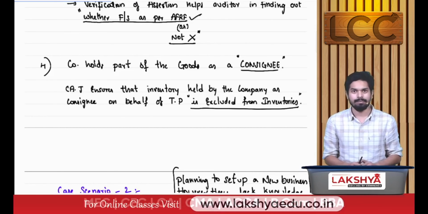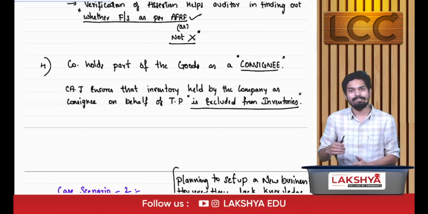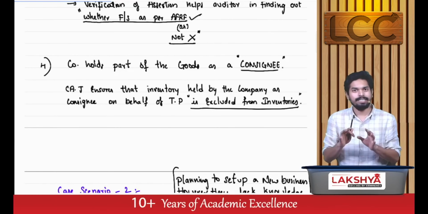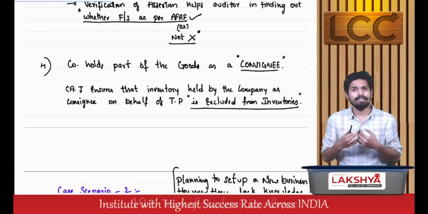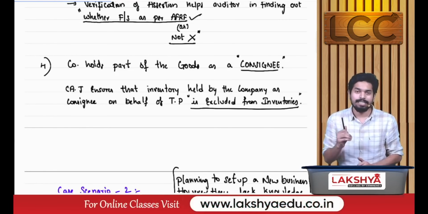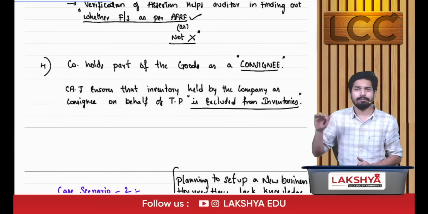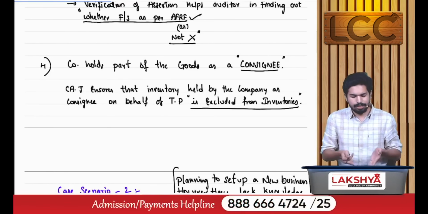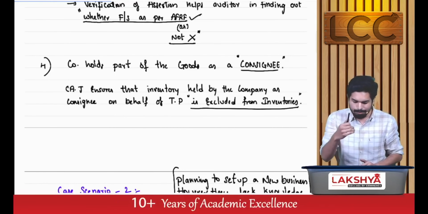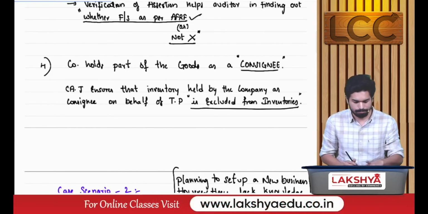Rights and obligations. Nothing but whether the entity has ownership over the inventory which it has shown in the balance sheet. Whatever inventory the entity has shown in the balance sheet, whether the entity has the right over it or not. Nothing but the inventory which the entity is holding as a consignee should have been excluded from the inventories, yes or no? So here CAJ is ensuring that the inventory held by the company as a consignee on behalf of third parties has been excluded from the inventory. Nothing but which assertion? Rights and obligations.